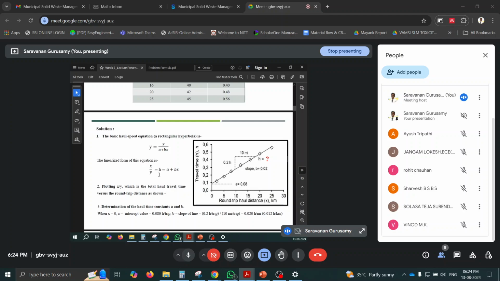So y, in terms of y axis, h was there. So I have to write h in the y axis, and x in the x axis, that is the distance, and the travel time, that is h, in y axis. So m in the sense slope, so b equal to m, so slope will be 0.02, that is your b, and then intercept c is a, 0.08 is your intercept, that will be your a. I hope you know the equation of the straight line y equal to mx plus c. So simply substitute h equal to a plus bx. So the slope is your b and the intercept will be your a. So with a simple calculation, you can easily get the haul speed constants.